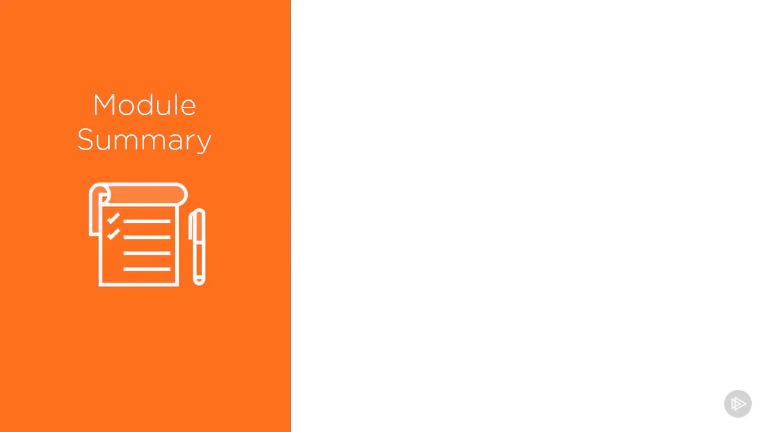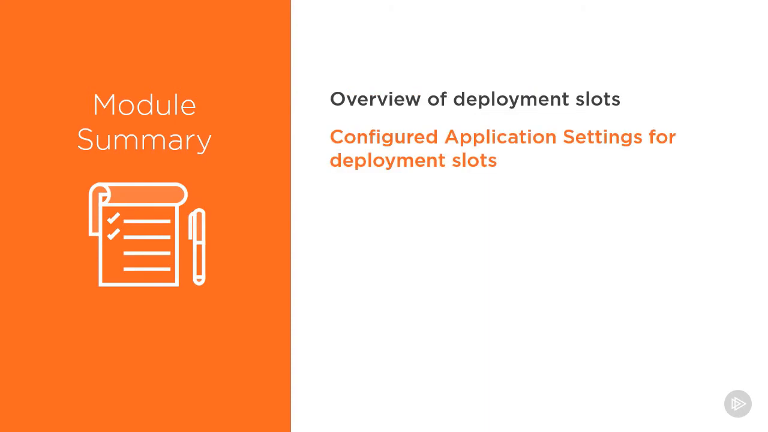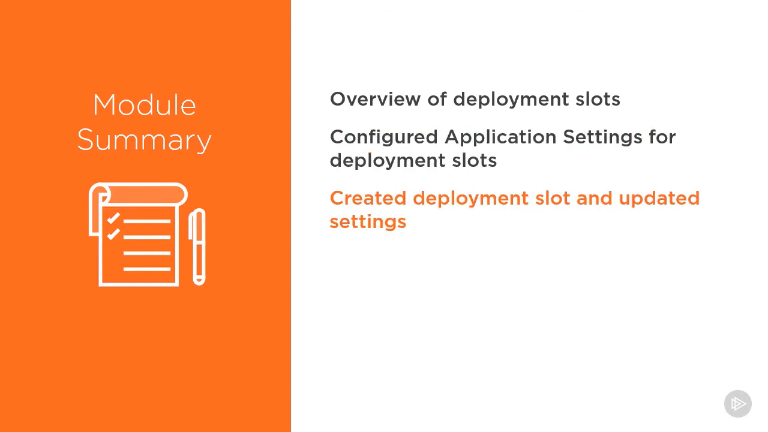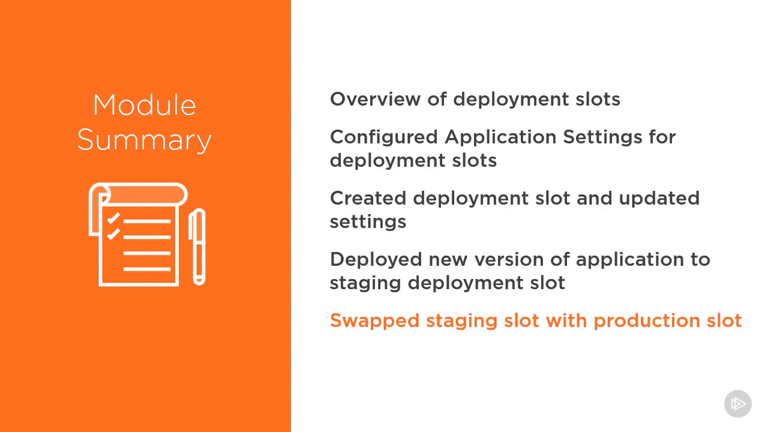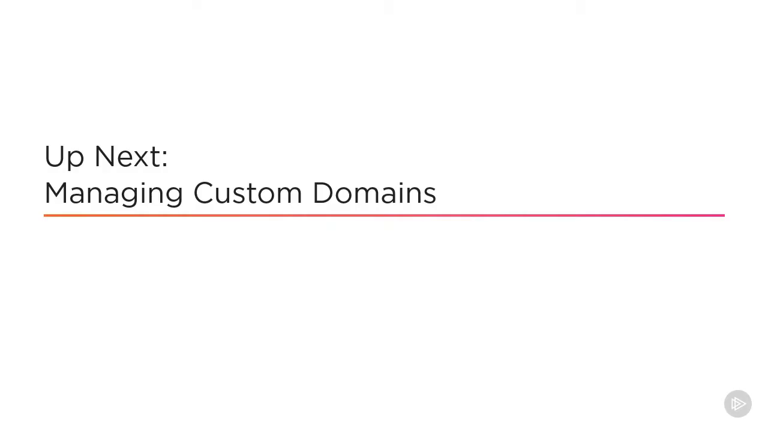In this module, you learned about deployment slots in Azure App Service. First, you got an overview of the reasons to use deployment slots, the features available, and how they work. Then we configured the settings of a web app to prepare for creating a staging deployment slot. We created the deployment slot and updated the settings for it, and then deployed a new version of the app to the staging deployment slot. And then we swapped the staging slot with the production slot so our users would get a new version of the application. In the next module, you'll see how to manage custom domains for your app service.